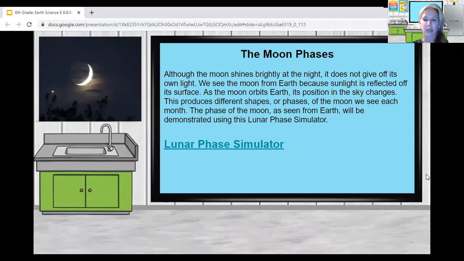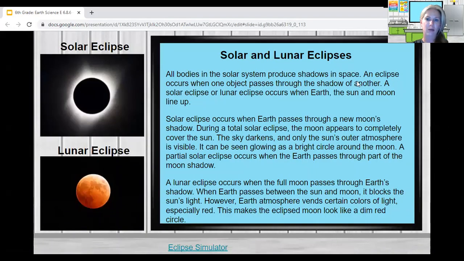All right, let's go back to our slides. So now we're going to talk about eclipses, solar and lunar eclipses. On the left side here, I have a poster of a solar eclipse, and this is where the moon gets in the way between the Earth and the sun. And you might be thinking, well, that happens all the time because we have a new moon every month. And you're right, that does happen.